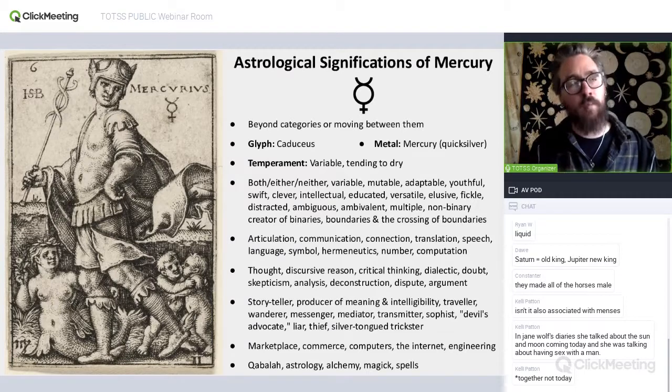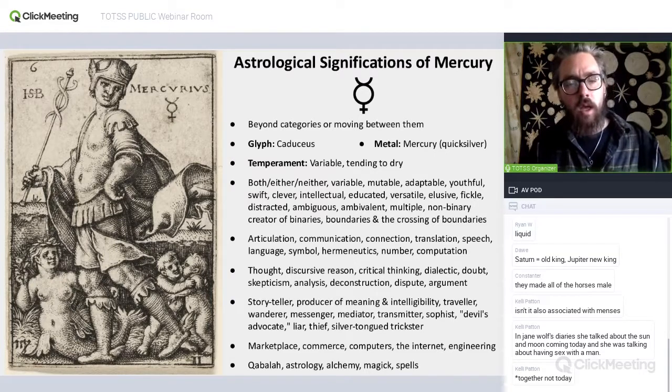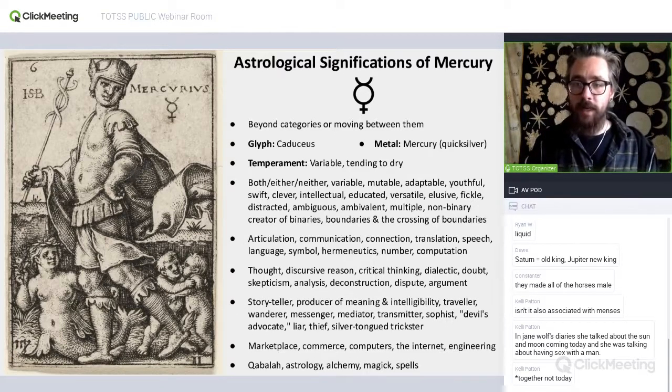Now we have the word hermeneutics, which is the art or science of textual interpretation, and literally has the name Hermes right in the word. Also things like number and computation or calculation, all very mercurial. Manipulating information and data is very mercurial. Also things like thought, discursive reason, critical thinking, dialectic. And again, dialectic is about two things being related or opposed to each other, very mercurial. Also doubt, skepticism, analysis, deconstruction, dismantling things, looking at how things are made, taking them apart, understanding the mechanics of things. Also dispute and argument.